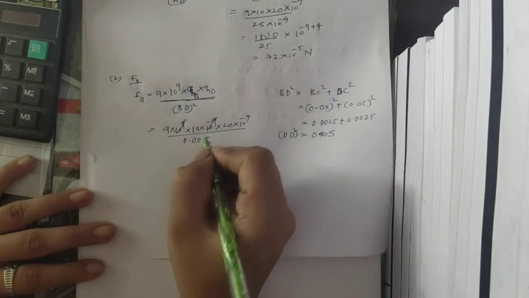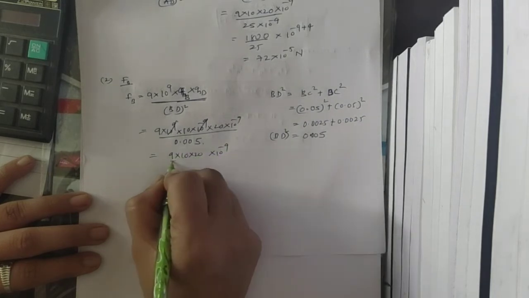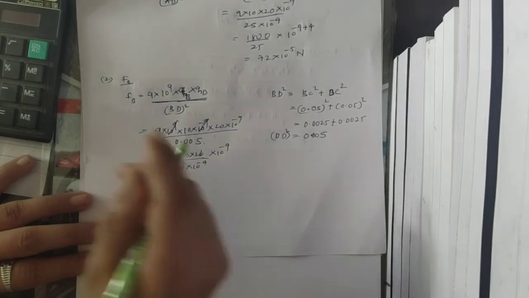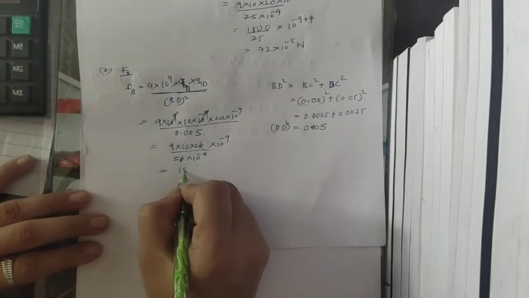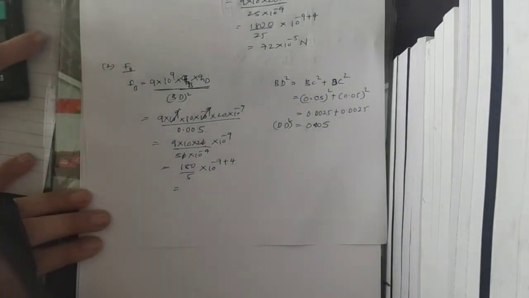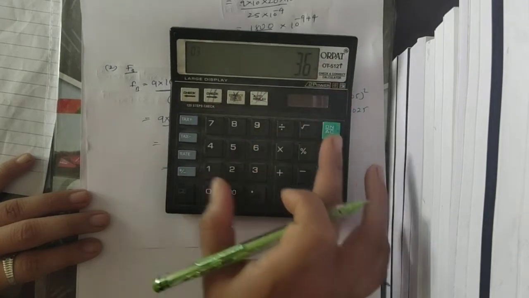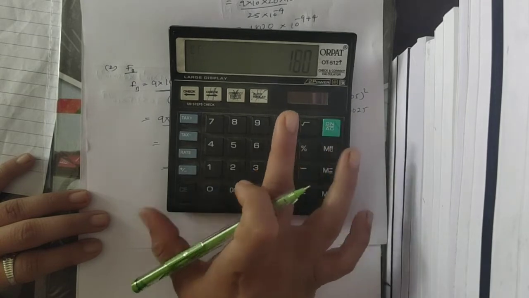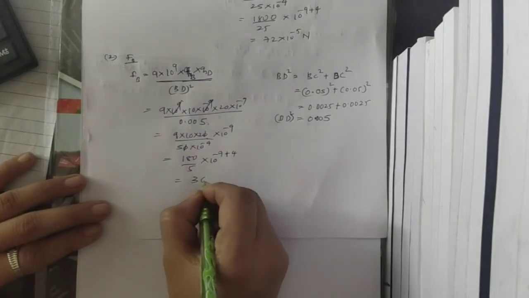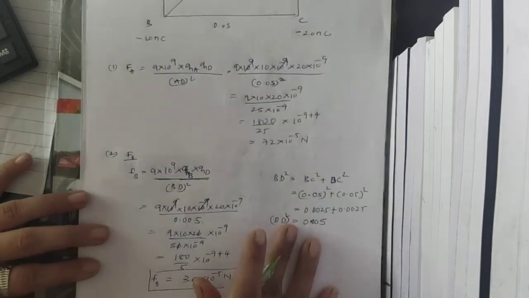BD square is 0.005. Plus sign and minus sign cancel. This I take as 50 into 10 to the power minus 4. 10 and 10 cancel. 180 divided by 5 into 10 to the power minus 9 plus 4. 180 divided by 5 is 36. So 36 into 10 to the power minus 5 newton. This is FB. This is FA.